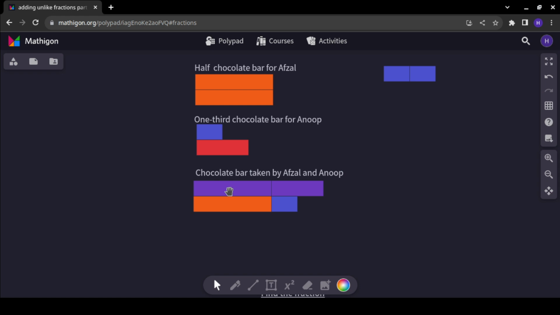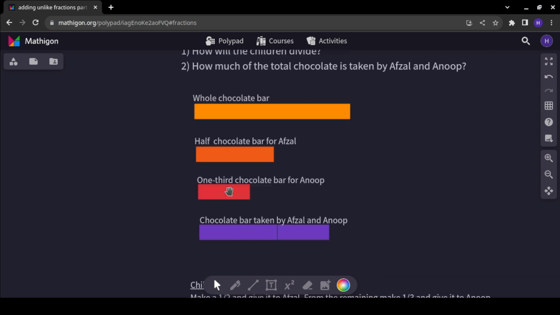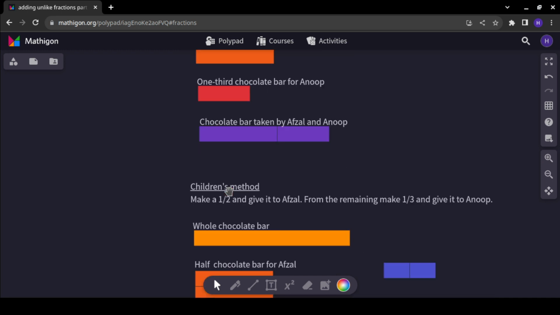So I'll present another possible answer they might give. This right now for the second one. So how much is eaten by Afzal and Anup? So here, half is for Afzal. 1 by 3 is for Anup. So now I'll just add them together. How do I add them? Okay, fine. I'll say 1 plus 1 is 2 and 2 plus 3 is 5. So it should be 2 by 5. So this whole part should be 2 by 5th of the whole is what the children are saying.